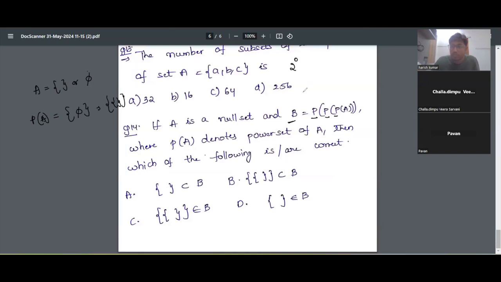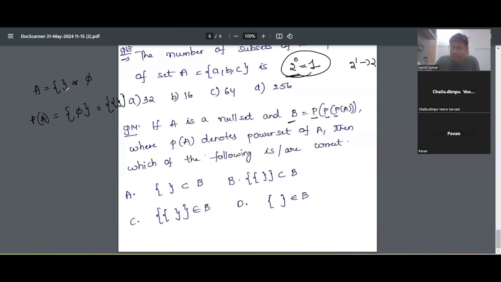Tell me, what is 2 raised to the power 0? 2, sir. What is 2 raised to the power 0? 2 raised to the power 1 is 2. What is 2 raised to the power 0? Any number raised to the power 0 is 1. This is a simple thing. You have to remember this.